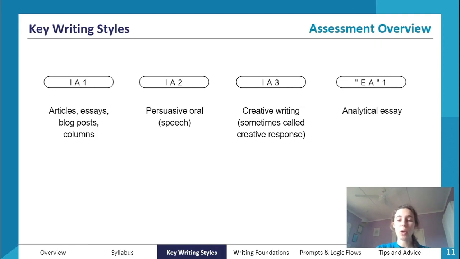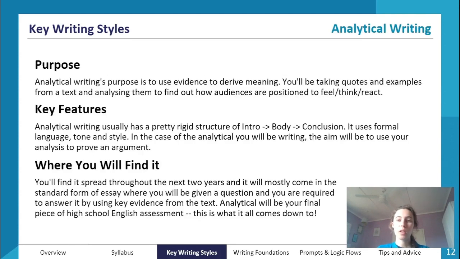So today we're going to have a look at some writing foundations, some things about how to make your writing flow, and then we'll finish off with some tips and advice. So to start with analytical writing.